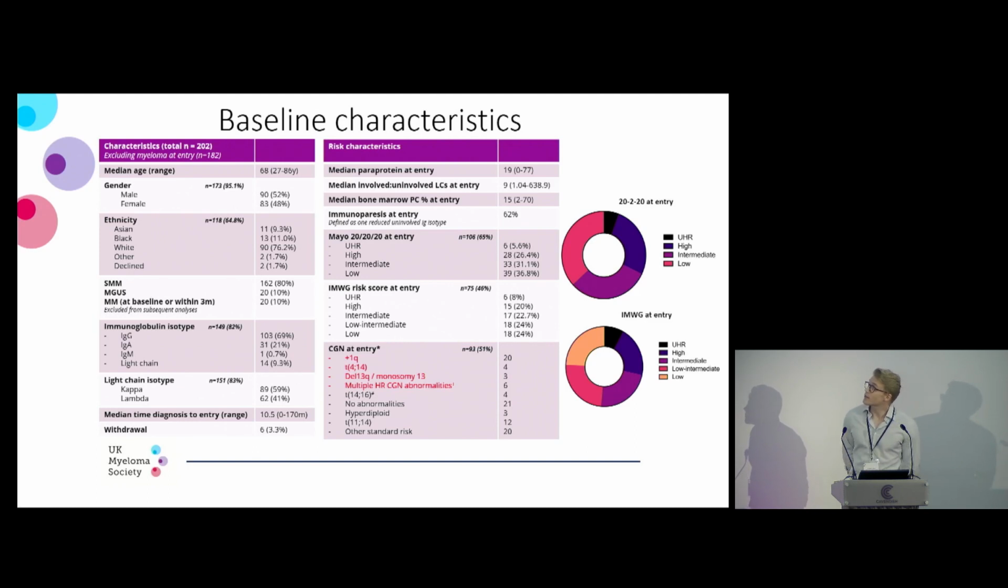In the table on the right, we have some of the risk characteristics, looking at the most commonly used risk scores, the 2/20/20 and the IMWG. The UHR there stands for ultra high risk and is those meeting SLiM criteria who are being monitored. So we have 30% of patients who are high or ultra high risk and 6% who are intermediate or high risk. The cytogenetics given there are from clinical FISH, and that is limited by the probes that are used, which probably explains the lower rates of hyperdiploidy and del13q that we're seeing.